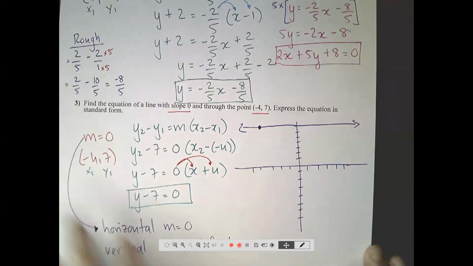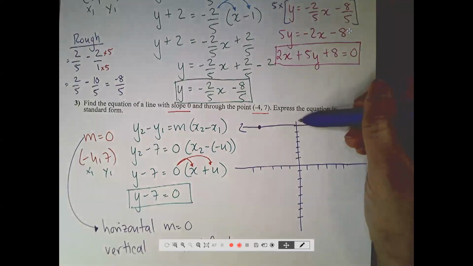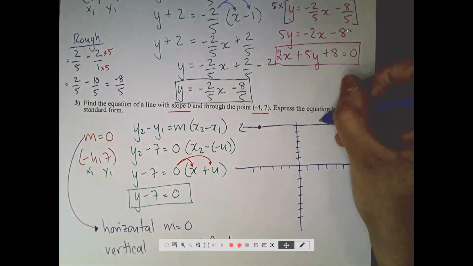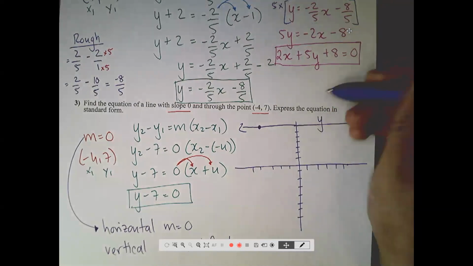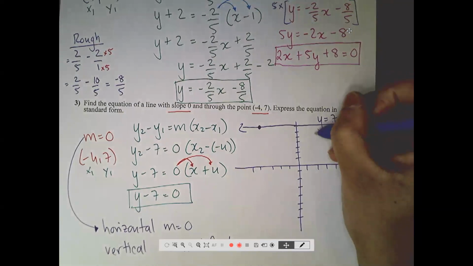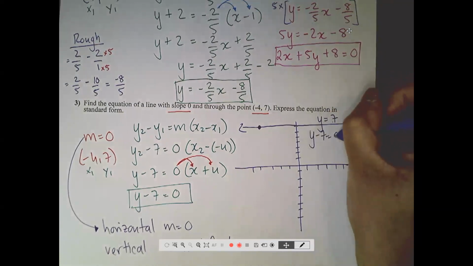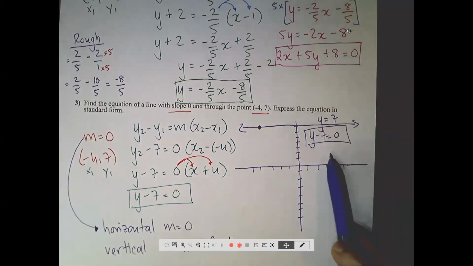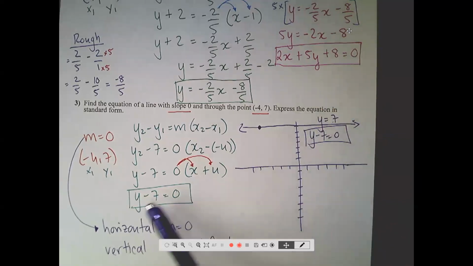How do I find the equation of a horizontal line? Well, I just look at what axis it's going through. It's going through the y-axis. And what point is it going through? It's going through the point 7. So the equation of this line is y is equal to 7. This is not in standard form. I need to move the 7 over. y minus 7 is equal to 0. That would be this equation in standard form by looking at it as a graph. You could do it either way when the slope is 0.